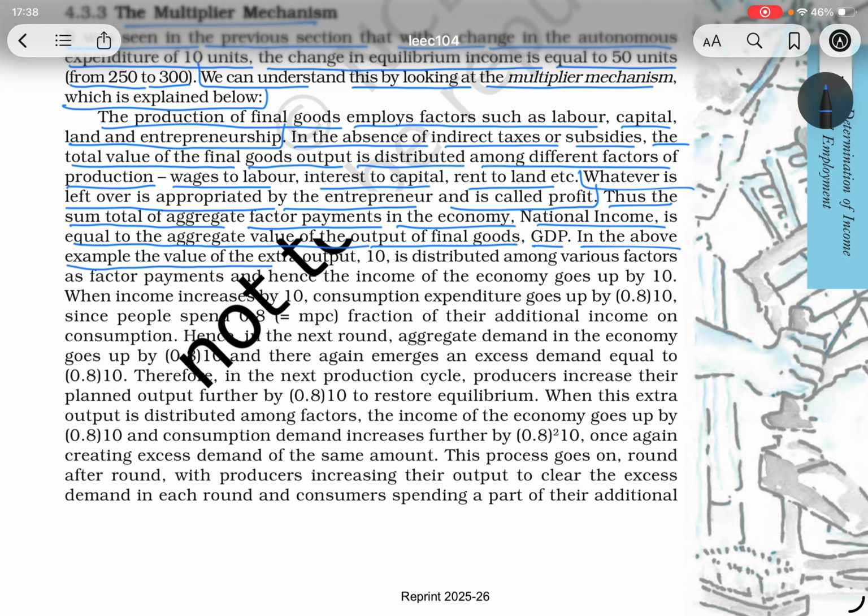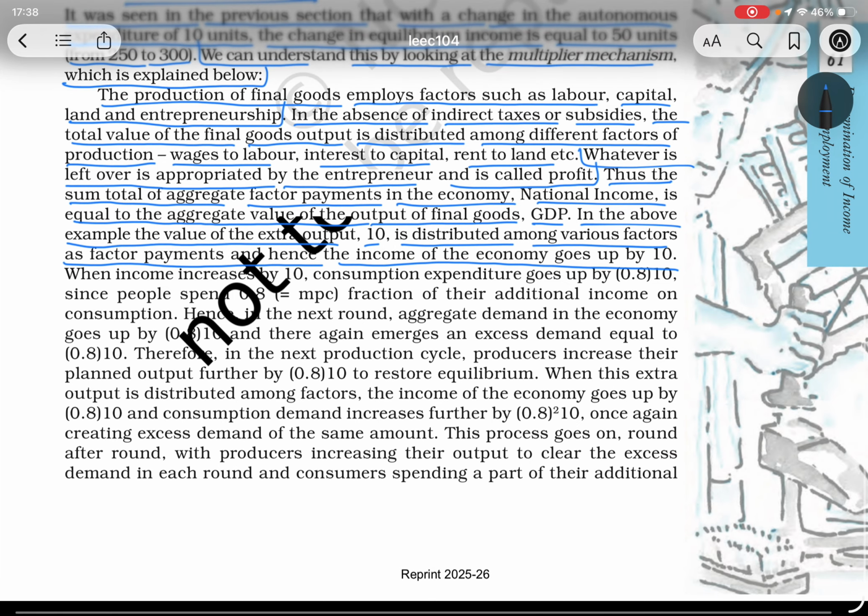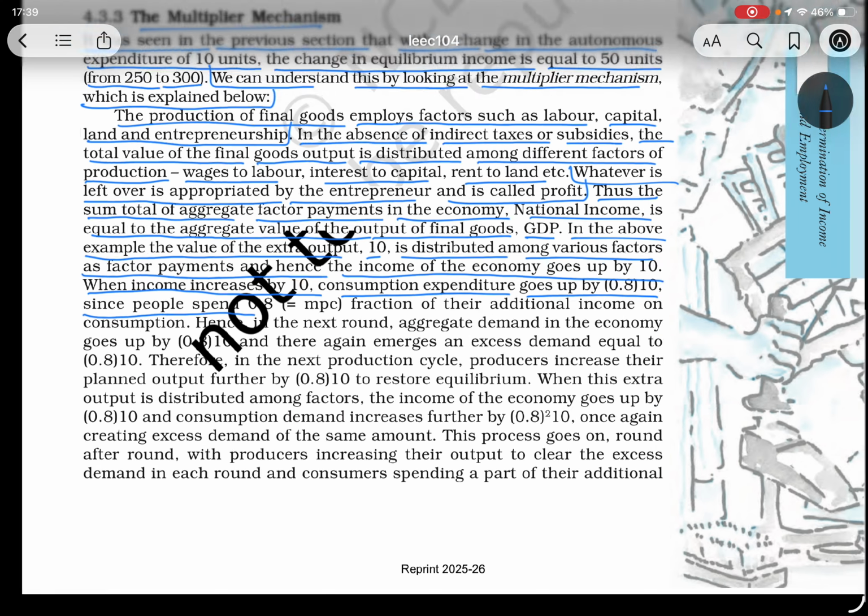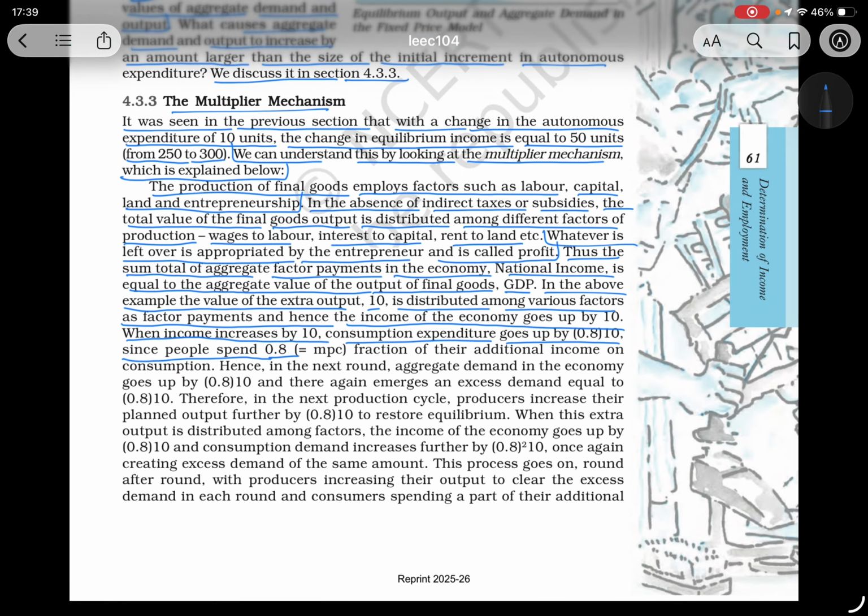In the above example, the value of extra output, 10, is distributed among various factors as factor payments, and hence the income of the economy goes up by 10. When income increases by 10, consumption expenditure goes up by 0.8 times 10, since people spend 0.8, equal to MPC, fraction of their additional income on consumption.